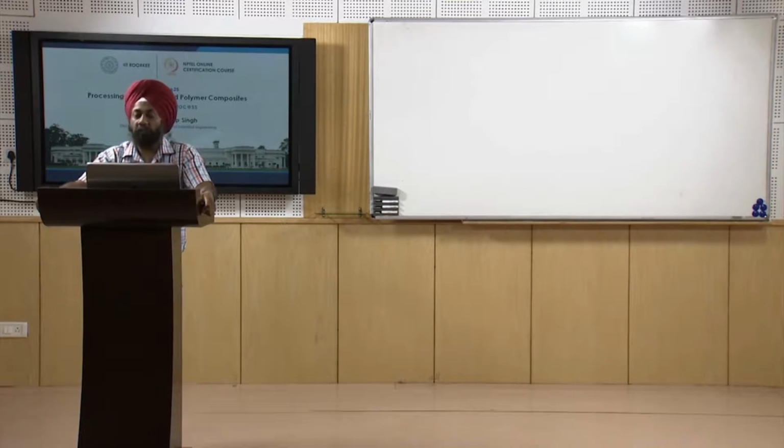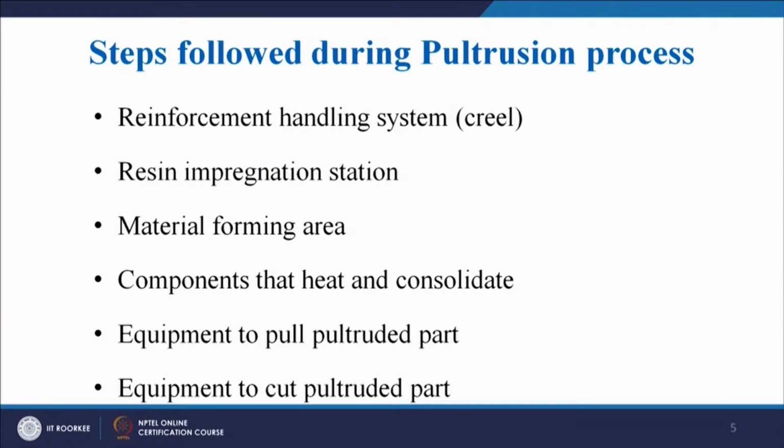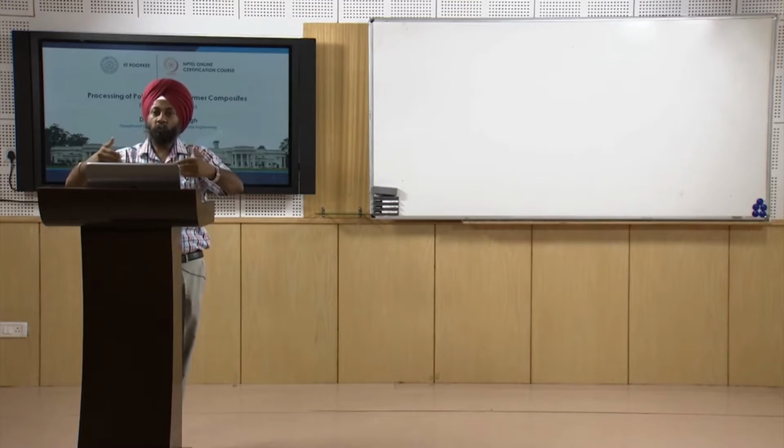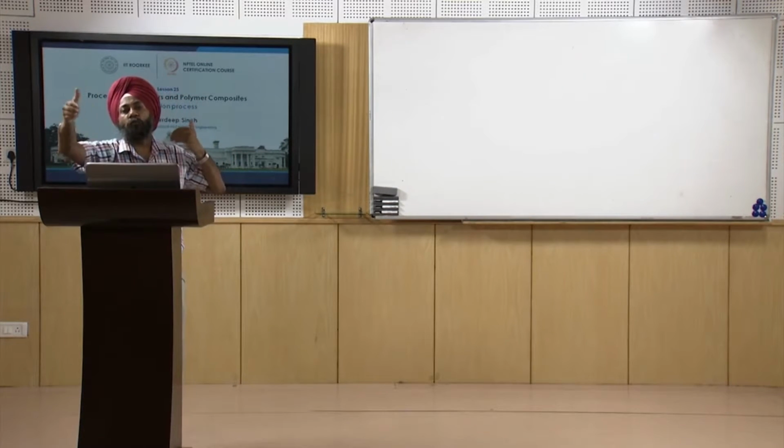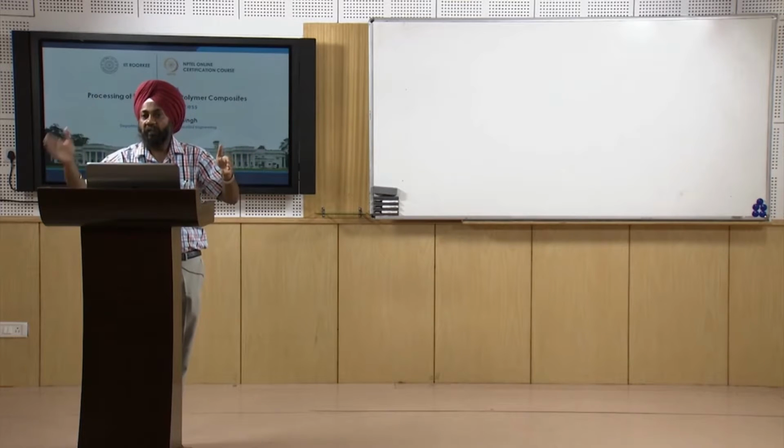Then equipment to cut the pultruded part. As I have already told, in pultrusion we can produce long profiles of uniform cross section. So depending upon the requirement of the length of the product, we will have a cutting mechanism which will cut the product as per the designed length. So these are the various systems of the pultrusion process that we need to manage and control in order to get a good quality pultruded product.